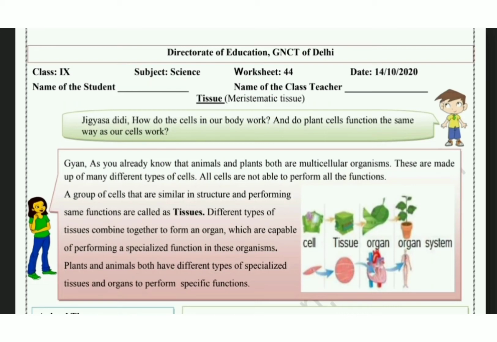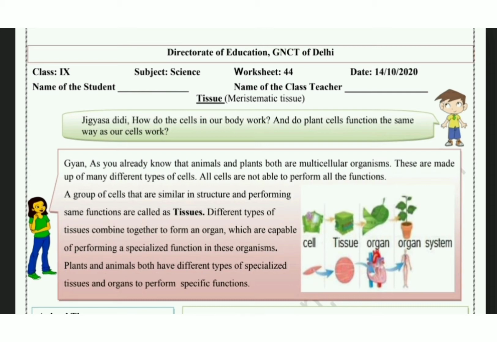Hello students, today we'll be discussing our worksheet 44, chapter 6, tissues, and today the topic of discussion will be meristematic tissue. As we know, our body consists of millions and billions of cells, in the same way plants are also made up of cells. That means animals and plants both are multicellular organisms.